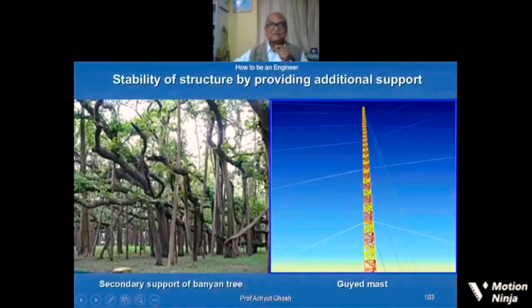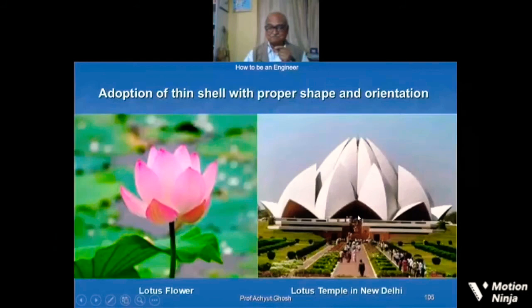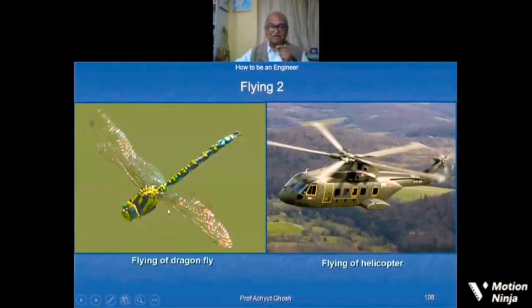The stability of the structure, the great Banyan tree. Eggshell. This is a thin shell structure in London. This is a lotus flower. Whoever has seen the Lotus Temple, this is a copy of a lotus flower. Beautiful. The French architect has done it. These are the burrows made by animals. And this is our tunnel. The same philosophy. Flying of a bird, flying of an aeroplane, flying of a dragonfly, flying of a helicopter.